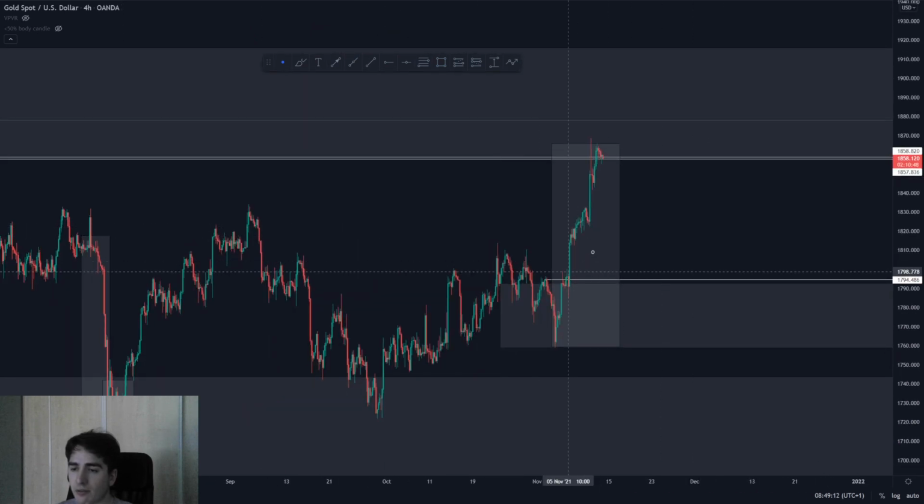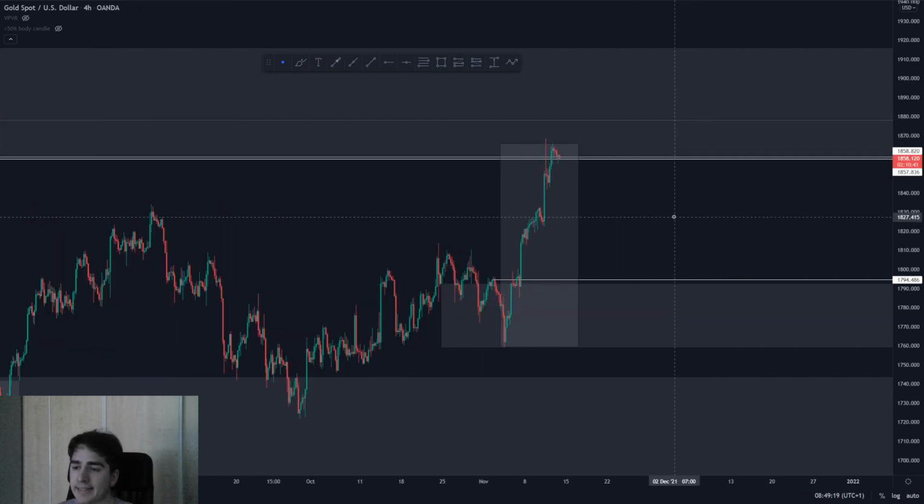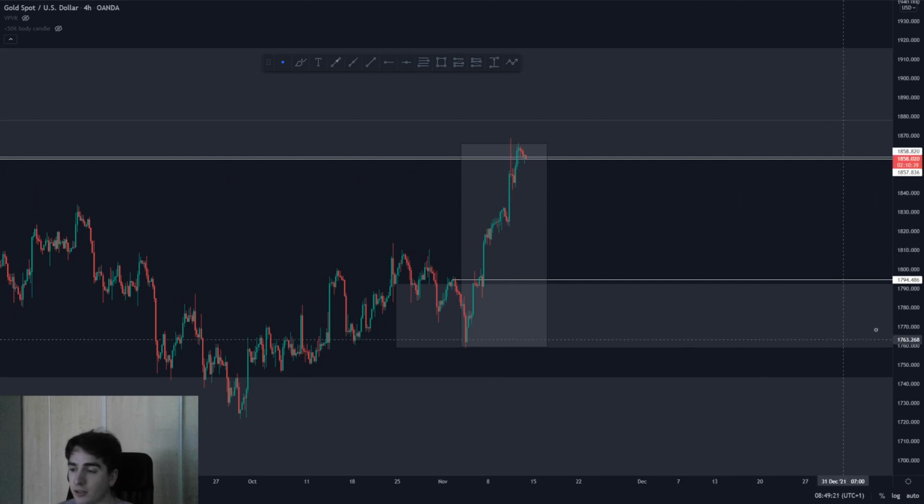So for me, it's just waiting for that pullback. It could happen from here. We have a lot of demand located over here. That's why the market has also been slowing down a bit since yesterday. So let's see if we can see a pullback very soon back down in towards 1794 approximately.